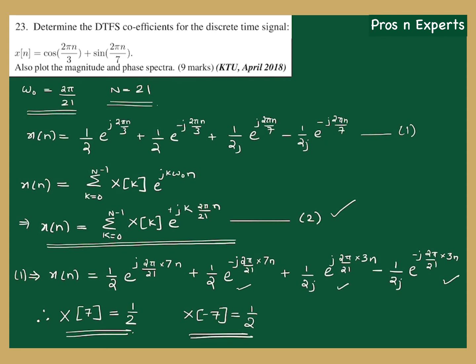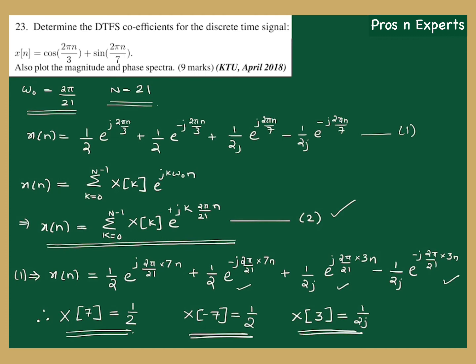Similarly, what will you get from the third term? The third term corresponds to x of what k? Again, we are comparing with e raised to jk 2 pi by 21n. So e raised to j 3 into 2 pi by 21n. So k is obviously 3. So x of 3 equal to, and what is the value for x of 3? It is nothing but the coefficient of the signal. It is nothing but 1 by 2j. So 1 by 2j is the x of 3.